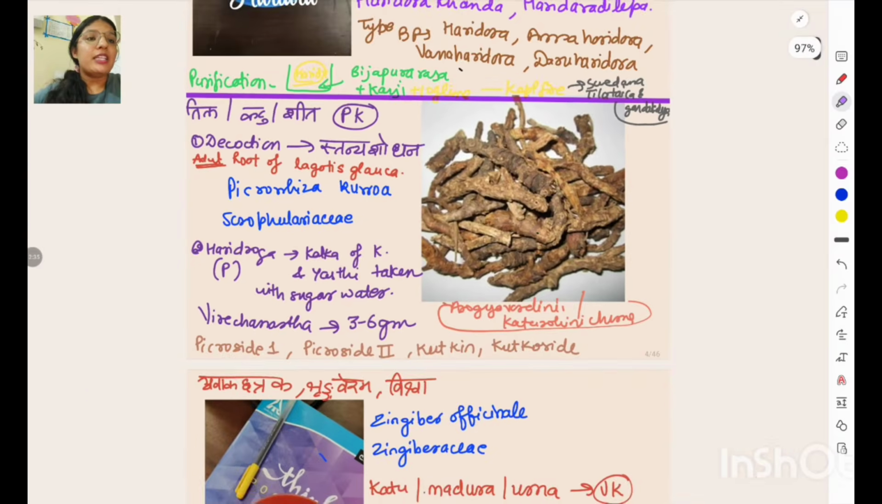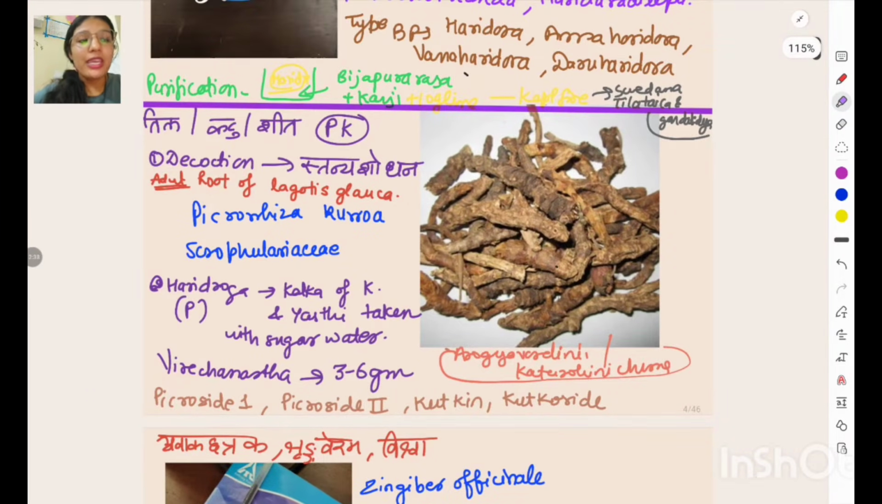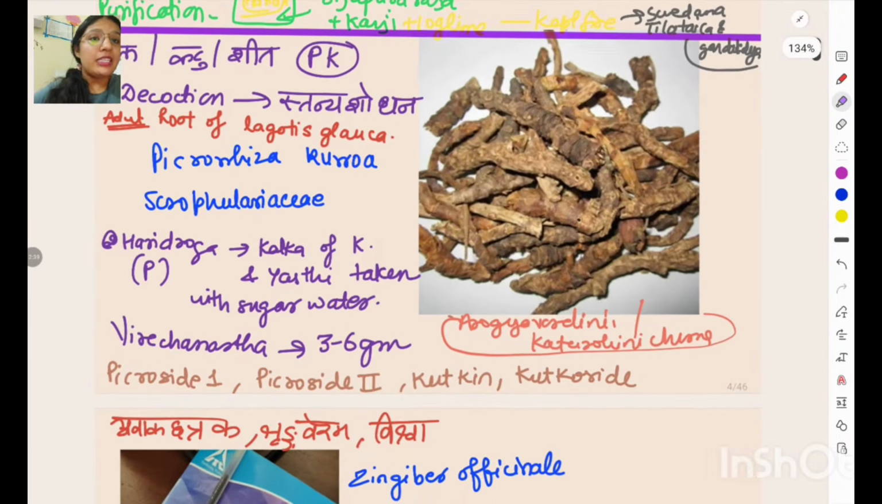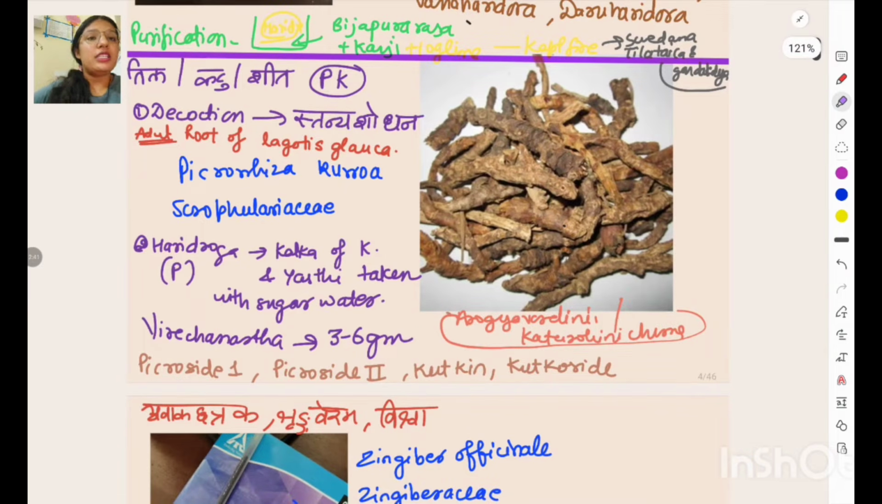Second important is Katuki. This is the sample of Katuki. I have shown the picture to you. And the Rasa Panchaka is Tikta, Katu, Shita Virya, Pitta Kapha Shamak. Decoction is good for Stanya Shodhana, so root decoction is used. And its adulterant is root of Lagotis glauca, Picrorhiza kurroa is the botanical name, and Scrophulariaceae is the family, and somewhere Plantago is also given.